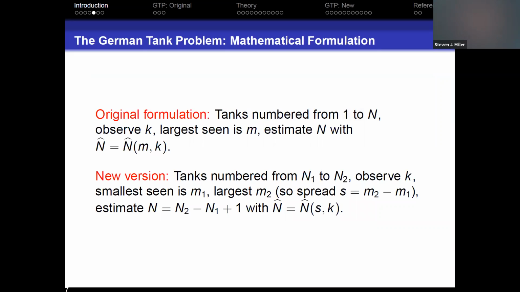As remarked, the original formulation is that the tanks are numbered from 1 to big N. We observe K tanks, so K is fixed. Then the largest seen is little m, and we want to estimate how many tanks there are given that we observed K tanks and the largest one was m. As I remarked, the new version is when we don't know what the minimum value is. So the question is, can we come up with an idea of what the conjectured relationship should be between m, K, and the number of tanks produced? We can also gather data by doing some experiments, which you'll do on homework, and use that to try to figure out the relationships.